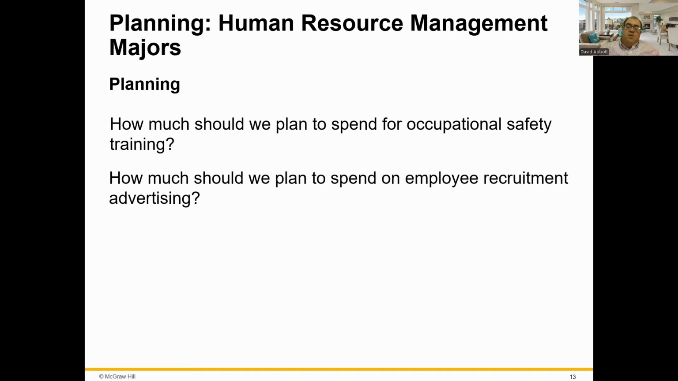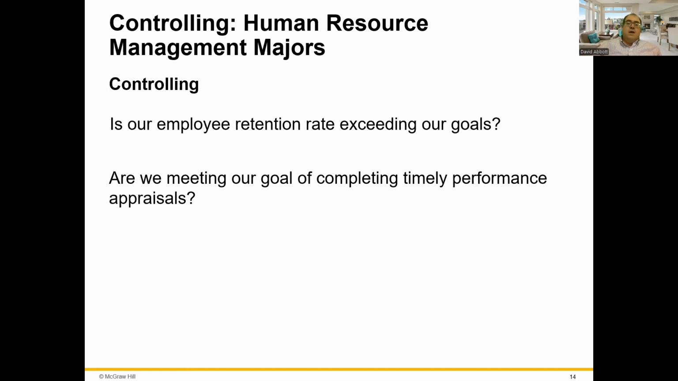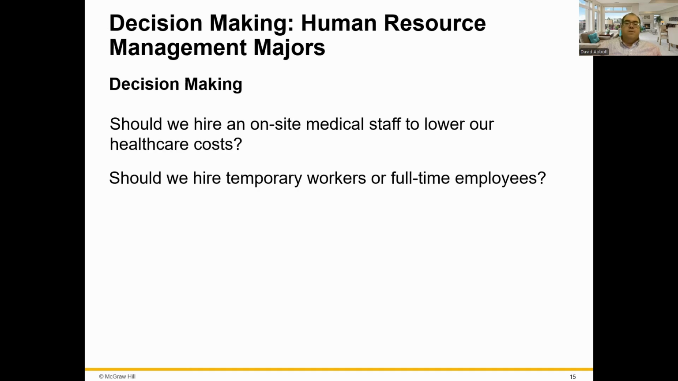And then somebody that's a human resources management major, again, not something that we have at Merced College, some of the things that they might be concerned about with planning is, how much should we plan to spend on occupational safety training? Or how much should we plan to spend on employee recruitment advertising? Controlling: is our employee retention rate exceeding our goals? Are we meeting our goals of completing timely performance appraisals?